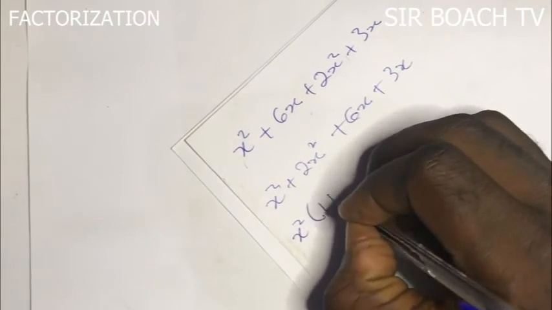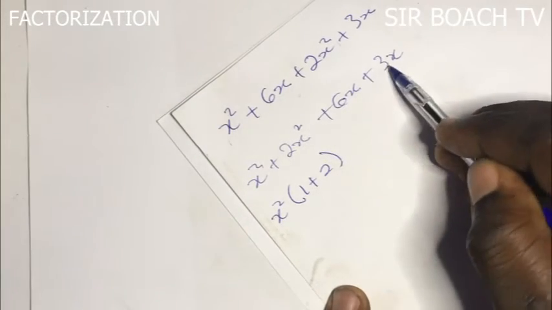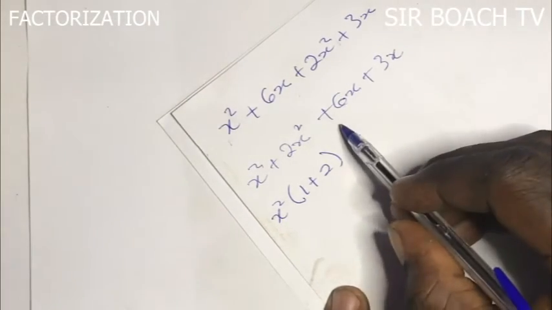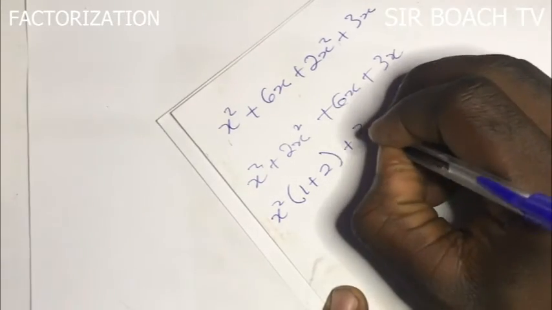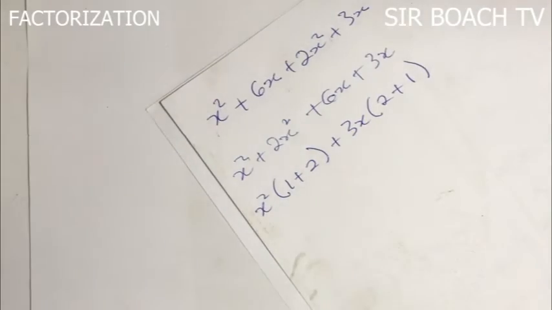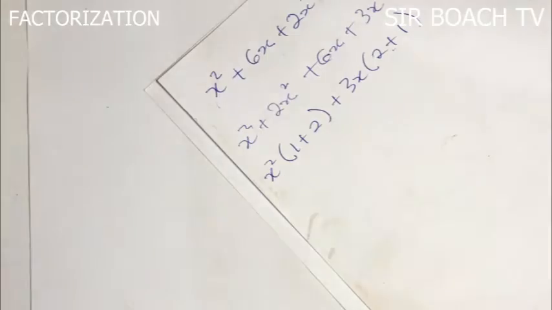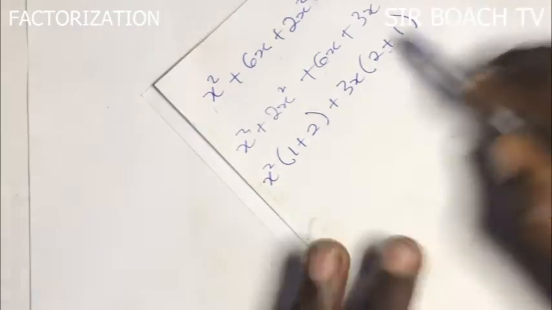Then what is left? 1 plus 2 over here. Now from here, we can factorize 3x, because 3x is a factor of 6x, right? So we can factorize 3x out. Then what is left? 2 plus 1. Are we good? So 2 plus 1 and 1 plus 2 are the same thing. It depends on the position. If I had brought this one first, we'll get the same thing.